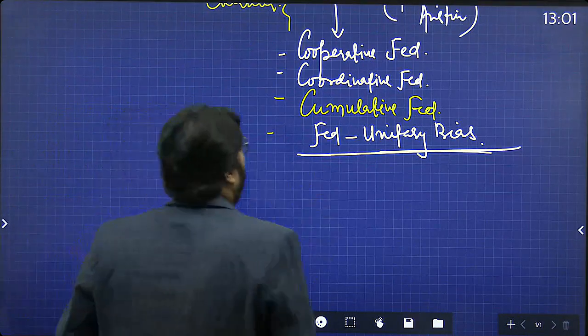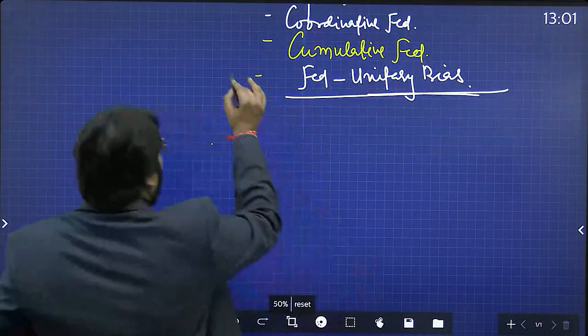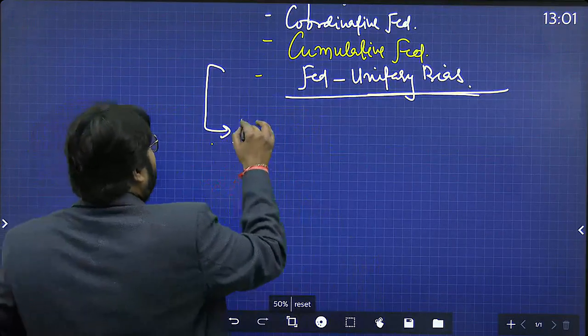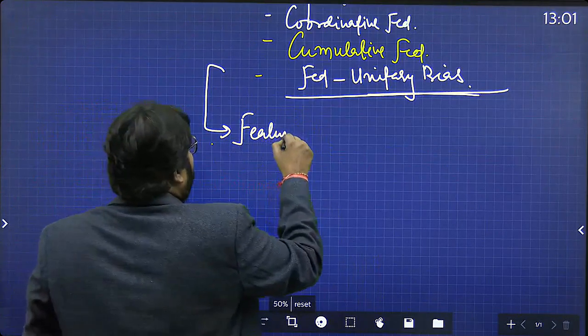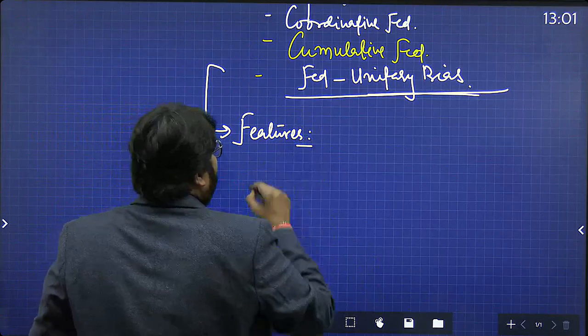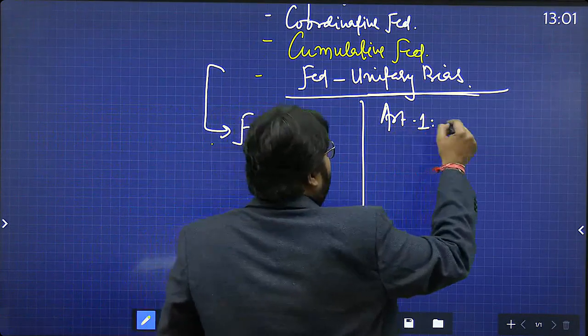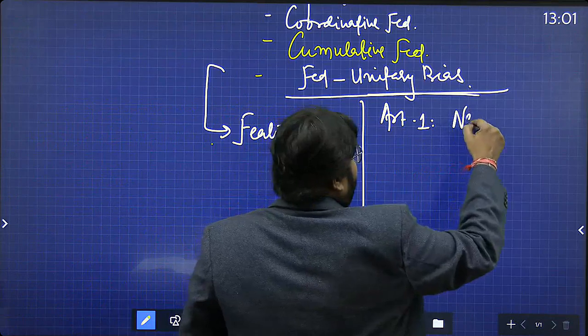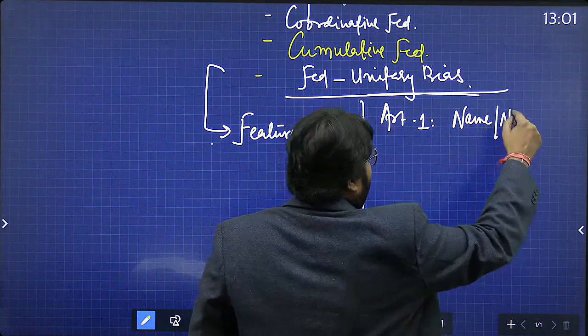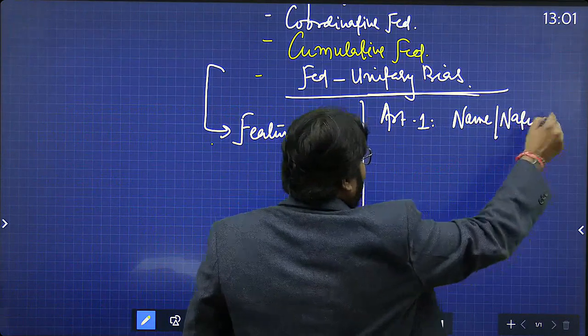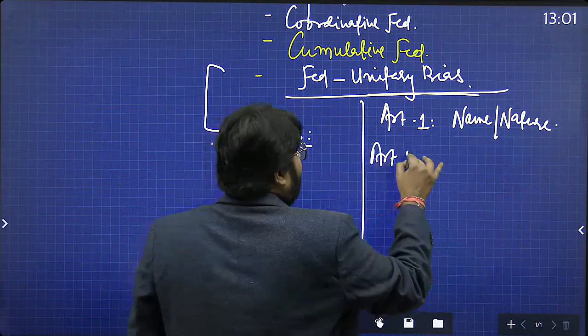Fine. Okay. So what are, let's say, the features now? So Article 1, right? Article 2.